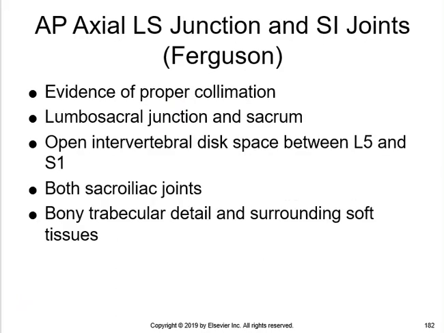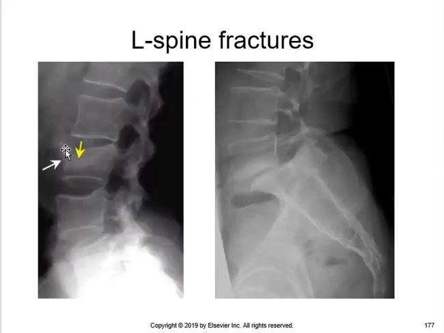And what we're going to be looking for is evidence of proper collimation. We're going to be looking at the lumbosacral junction and the sacrum itself. We're going to be looking at open intervertebral disc space between L5 and S1. We're going to look at both SI joints and bony trabecular patterns. What we're looking for here is the angulation of the sacrum, and the iliac wings are attached to that. So what we're trying to accomplish is to put our central ray perpendicular to that junction between the sacrum and the iliac wings.